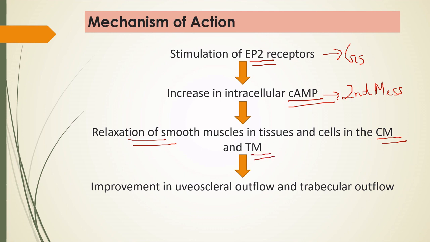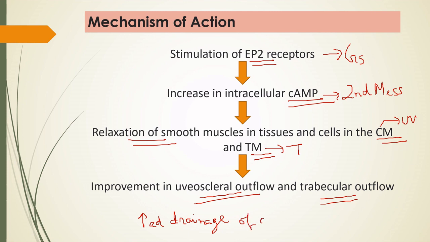So we have already told you that this ciliary membrane is present in the uveoscleral outflow, and this trabecular meshwork is a part of the trabecular outflow. So in both the outflows, the relaxation is taking place, and hence there is ultimate improvement in the uveoscleral as well as the trabecular outflow. So there will be increased drainage of the aqueous humor through both the outflows, and since there will be increased aqueous humor drainage, there will be decrease in the level of the intraocular pressure.